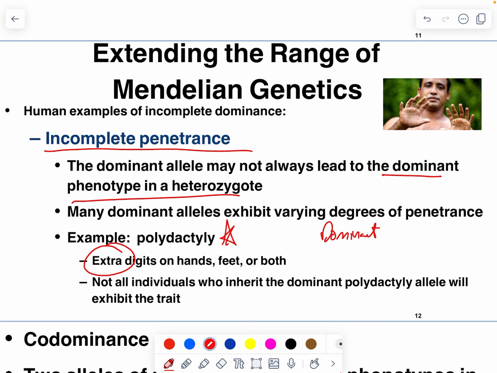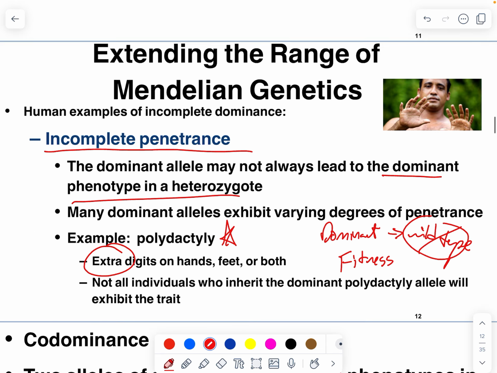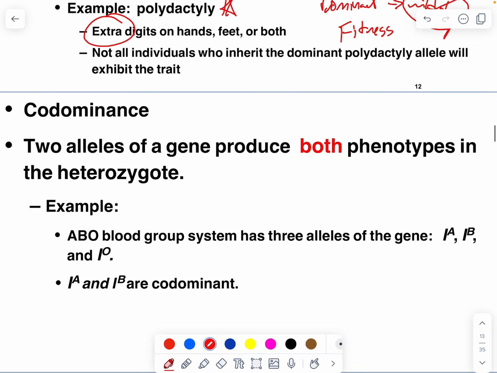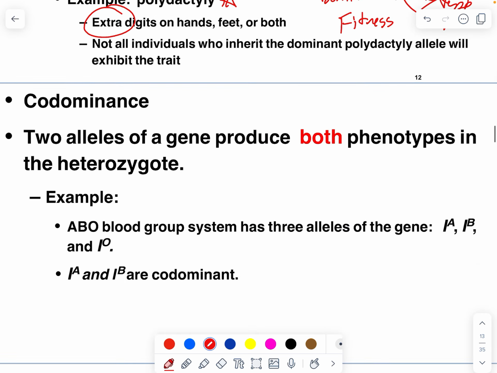The dominant allele is not always the wild type allele, right? Not always. Why? It's all about fitness. The dominant allele may not confer fitness. So back in the past, why do humans have 5 fingers and not 6? Well, 6 must have somehow led to a decrease in fitness level, according to Darwinian natural selection and the theory of natural selection. And so codominance. So not all individuals who inherit the dominant polydactyly allele will exhibit 6 complete fingers like that guy.